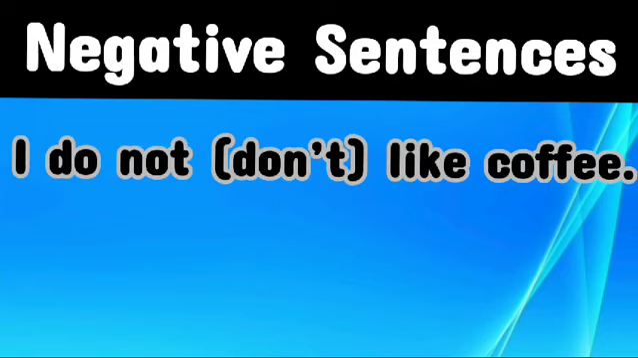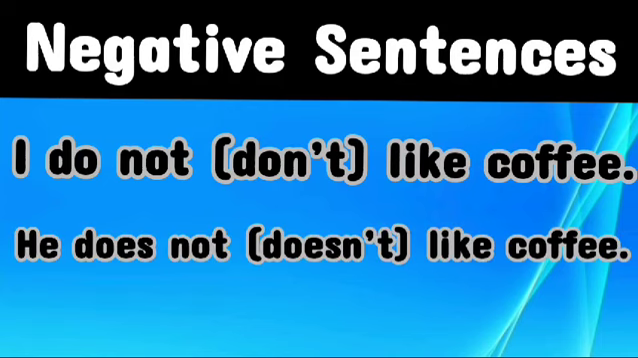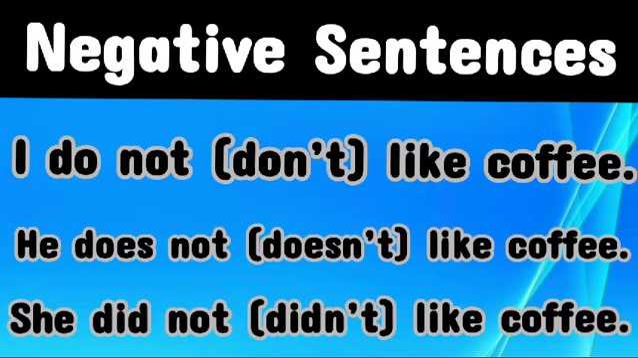In negative sentences, add not after do, does, or did. Present: I do not (don't) like coffee. Present: He does not (doesn't) like coffee. Past: She did not (didn't) like coffee.